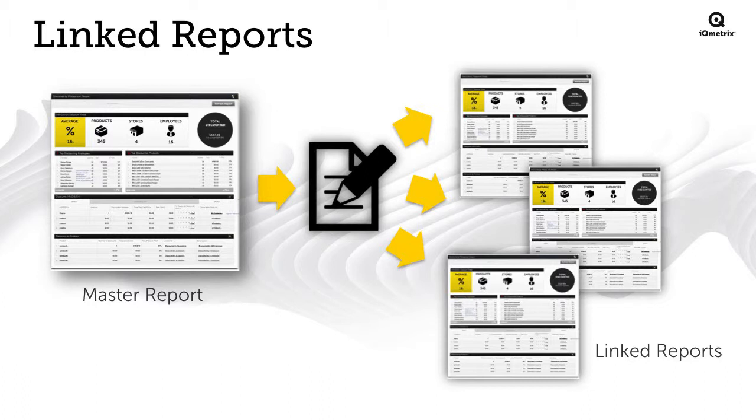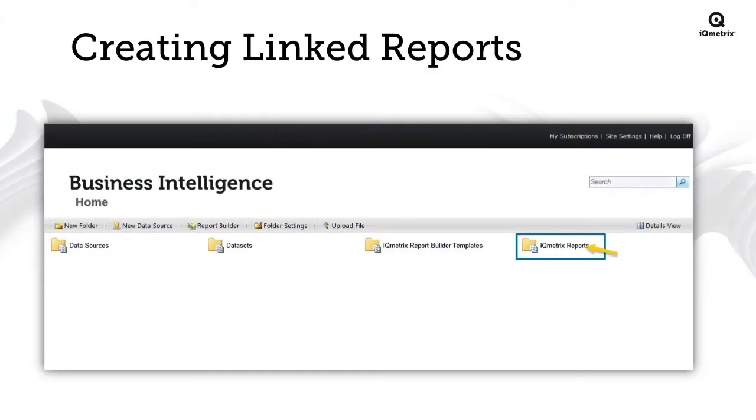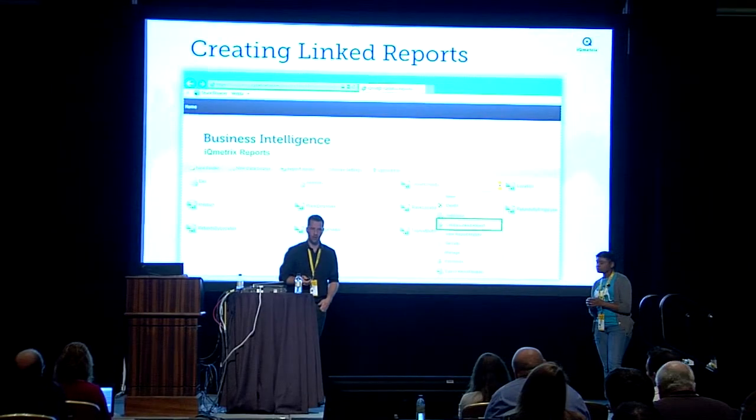Now when we find something broken in these reports, change it in one place. So that's going to save your teams huge time if you're trying to do this kind of thing. So to create a linked report, this is what we do. We go to the report we want to create a linked report for, let's say growth trends again. We're going to hover over it and choose the Create Linked Report option.